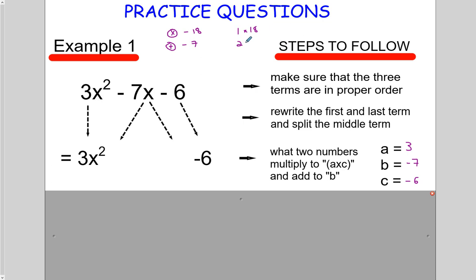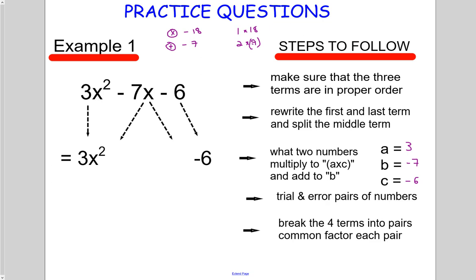What about 2 times 9? That multiplies to 18. I could make one of them negative, and that would multiply to negative 18. And if I made the 9 negative, that would add to negative 7. 2 plus negative 9 is negative 7. Cool. Perfect, we've got our two numbers. 2 and negative 9 are our two numbers. Awesome.